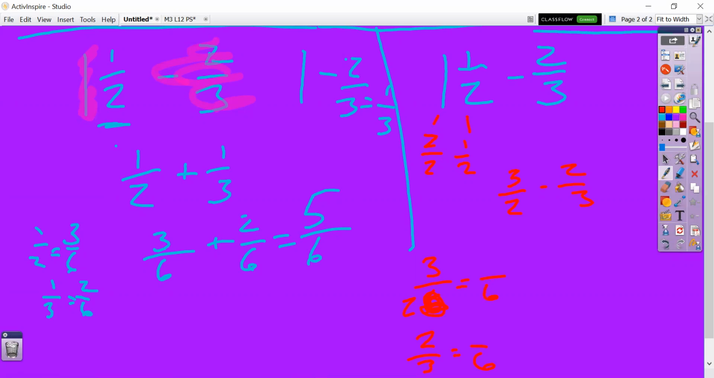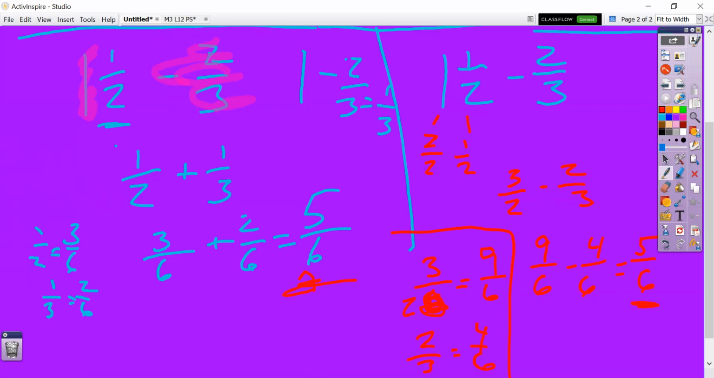We know that it's going to become a 6. So 3 times 3 is 9. And then 2 times 2 is 4. So we're really working 9 minus 4. But let's rewrite the sentence. 9/6 minus 4/6. Well, 9 minus 4 is always going to be 5. And 6 minus 6 is always going to stay the same unit. And that's 5/6.